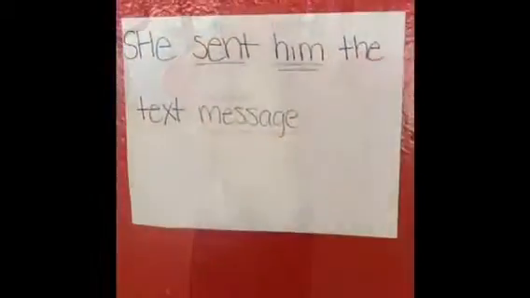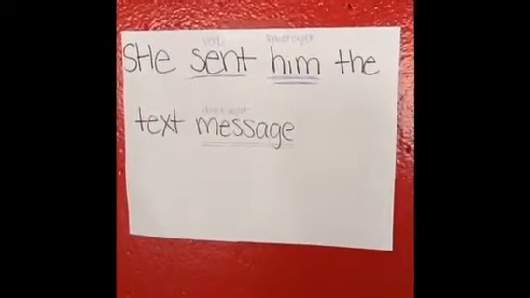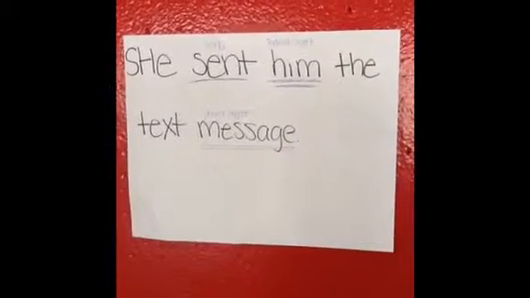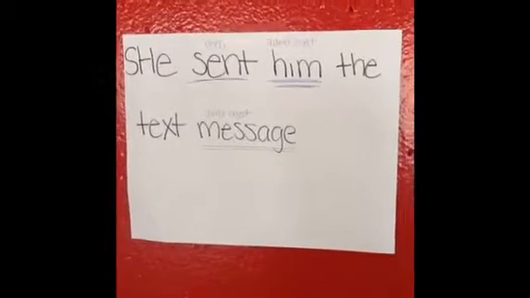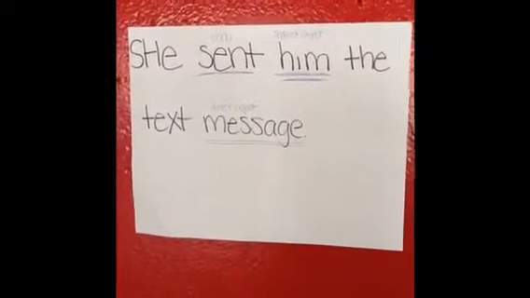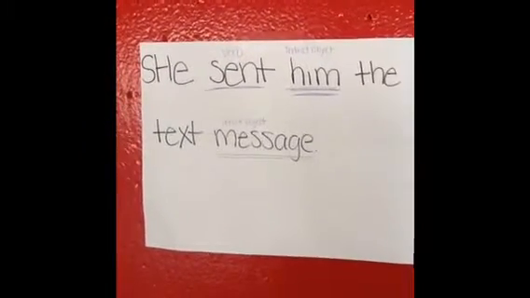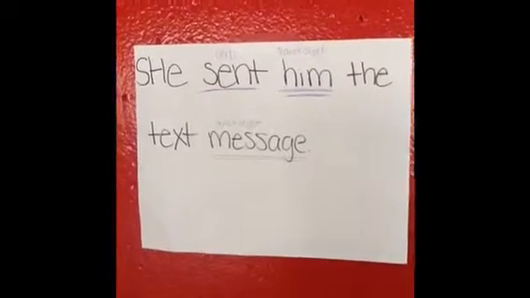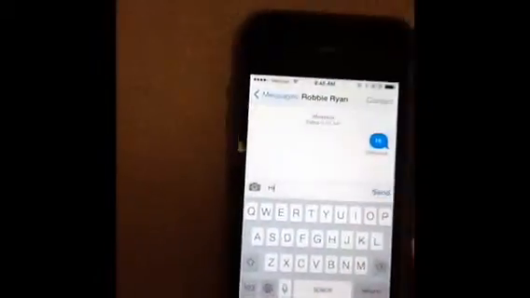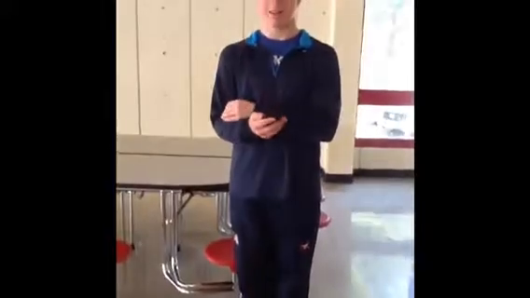Example number 3. She sent him the text message. The verb is sent, the direct object is message, and the indirect object is him. Notice how you can substitute pronouns for nouns as the indirect object. Instead of saying, she sent Robbie the text message, it says, she sent him the text message. Ooh, I got a text message.